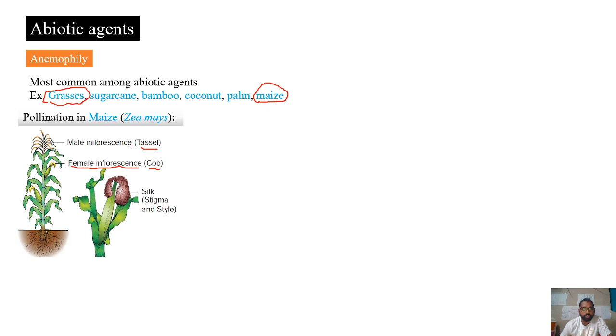Here, the female flowers are actually aborted due to some factors which we'll discuss in genetics. Whereas in the case of the cob, the male flowers will be aborted. So the male inflorescence will possess only male flowers and the female inflorescence will possess only female flowers. That's how the plant will be. That's why it is a monoecious plant, with unisexual flowers, but both male and female flowers present on the same plant.